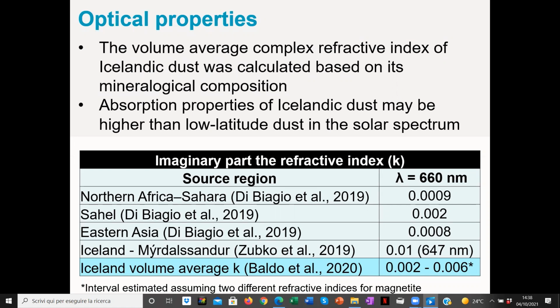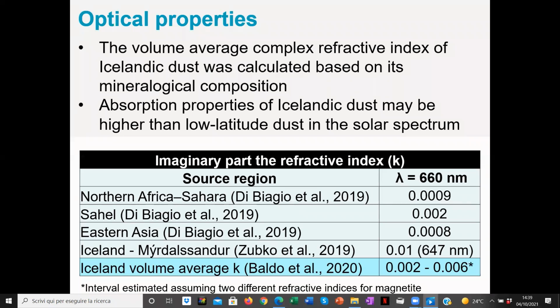The imaginary part of the complex refractive index is representative for absorption, and a recent study has reported the imaginary index of volcanic dust from the Myrdalsandur Desert, which is in southern Iceland, and the imaginary index estimated at 647 nanometer was 0.01, which is around 1 order of magnitude higher than the imaginary index estimated for Northern African and Eastern Asian dust, and in the table is shown a reference value at 660 nanometer.